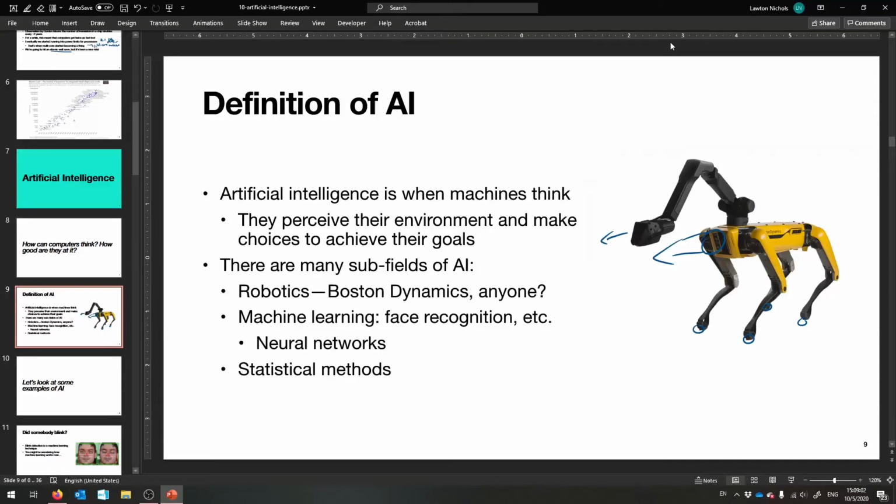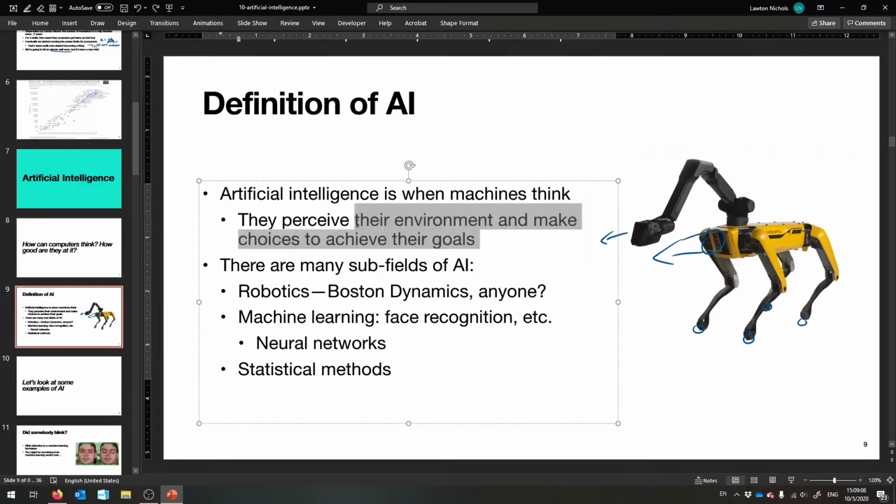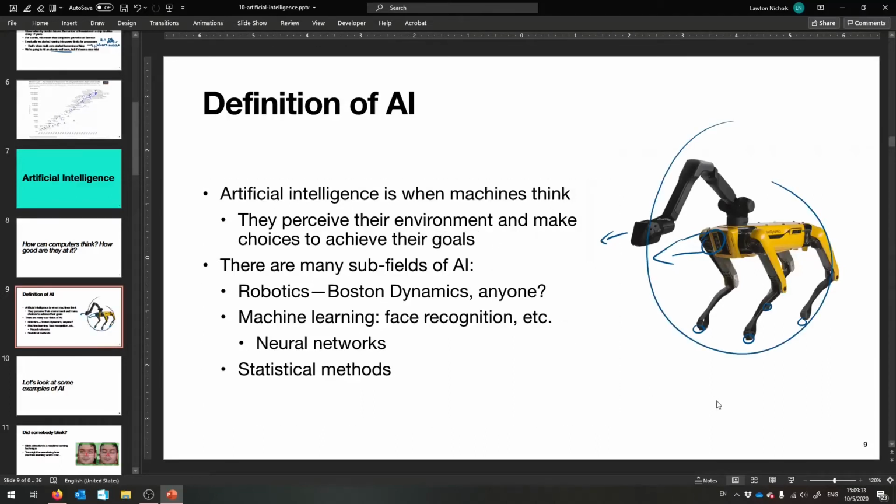All right, so artificial intelligence, it's when machines think. They take in their environment somehow, they're given some kind of data, and they have an end goal. Maybe this one's goal is to jump up on top of a box and retrieve an object and then jump back down, perhaps. And it does that all on its own.